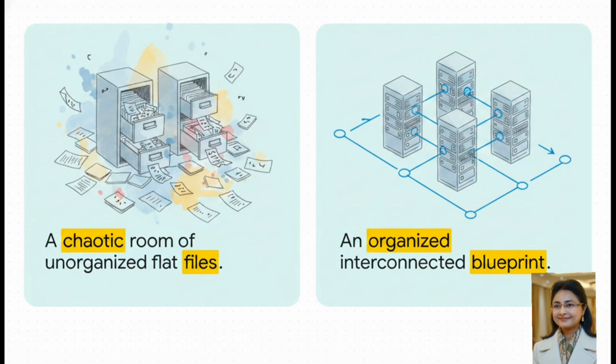Imagine an old-school file system, like a room just crammed full of unorganized filing cabinets. It's a total chaos of flat files. You've got a text file for customers, a separate spreadsheet for orders, and a totally different file for inventory. If a customer changes their address, you have to hunt it down and update it in 3 different places, or you risk total data corruption. It is just completely messy.